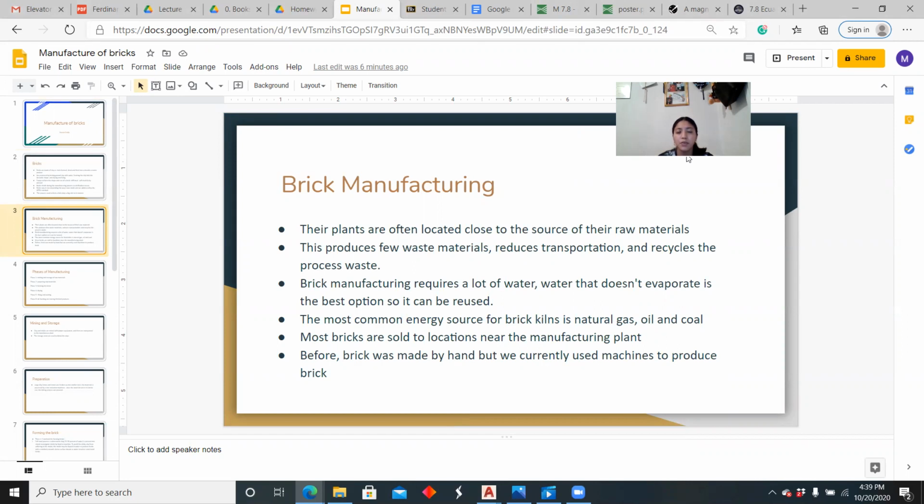Another important thing is that back then they had no machines, therefore the bricks were made by hand, which took more time to produce. Nowadays, we use machines which produce bricks at a faster pace.